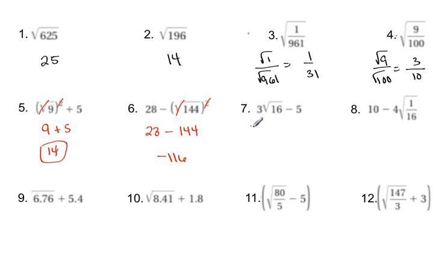This is 3 times the square root of 16, minus 5. The square root of 16 is 4, so I simplified the square root of 16 as 4. 3 times 4 is 12. And 12 minus 5 is 7.